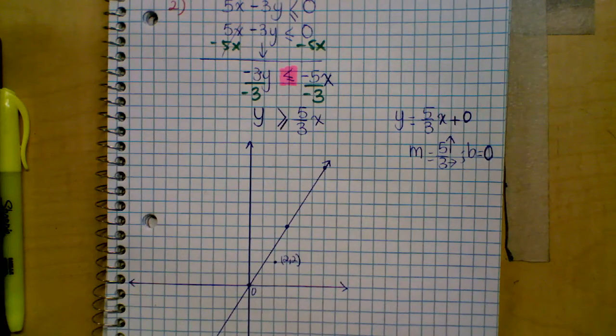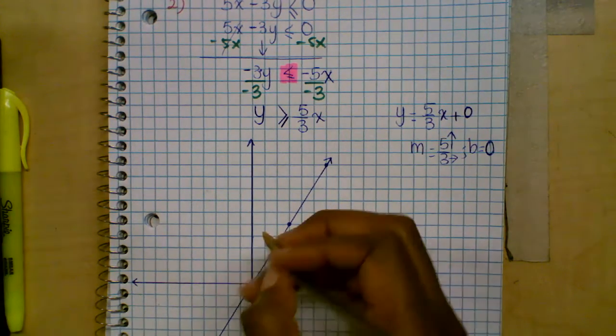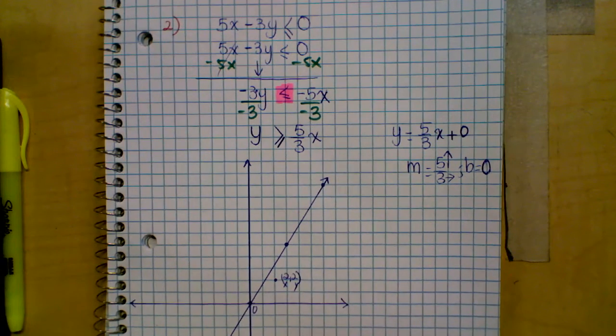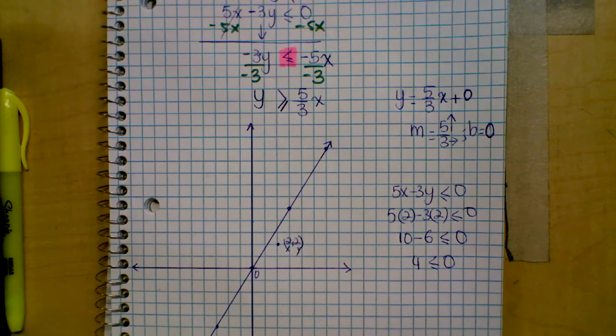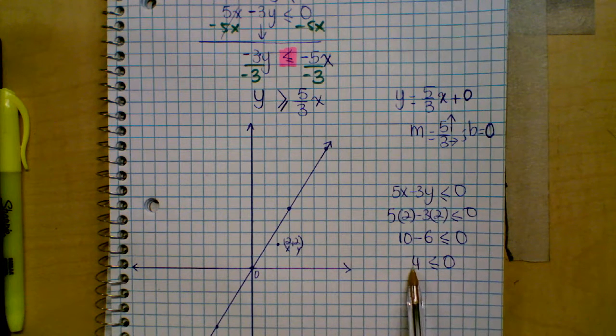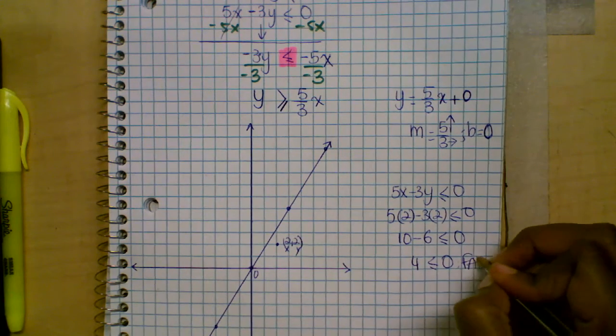Please pause the video, plug in the values for x and y into the inequality, and tell me what we get. Is the inequality true or false? I plug in the x value of 2 and y value of 2 into the original inequality, and I found 4 is less than or equal to 0. Can 4 be less than or equal to 0? No, the inequality is false.